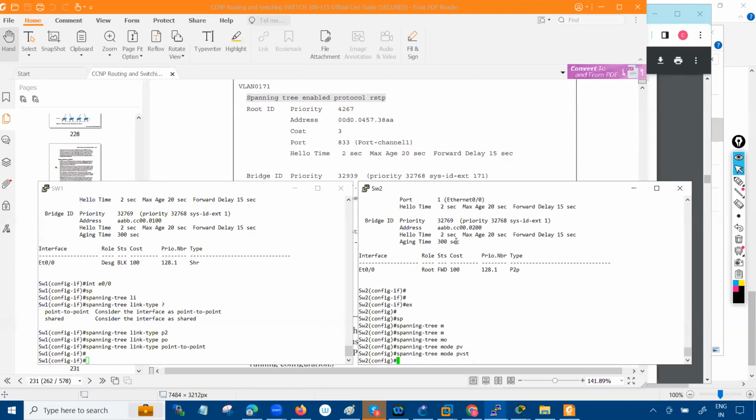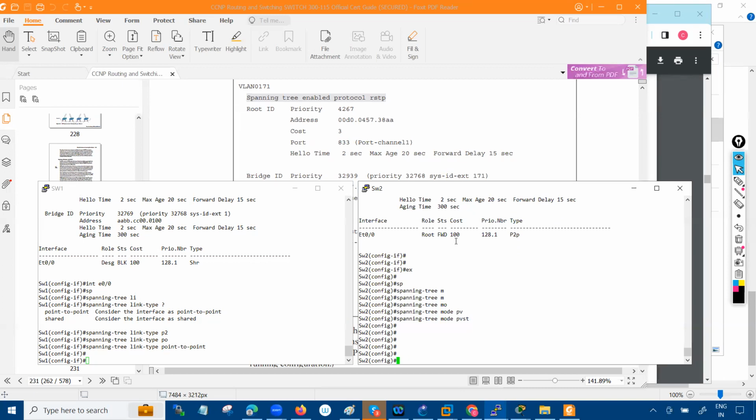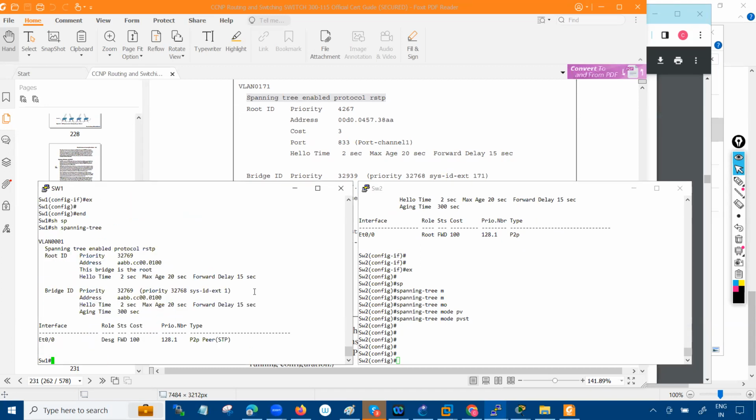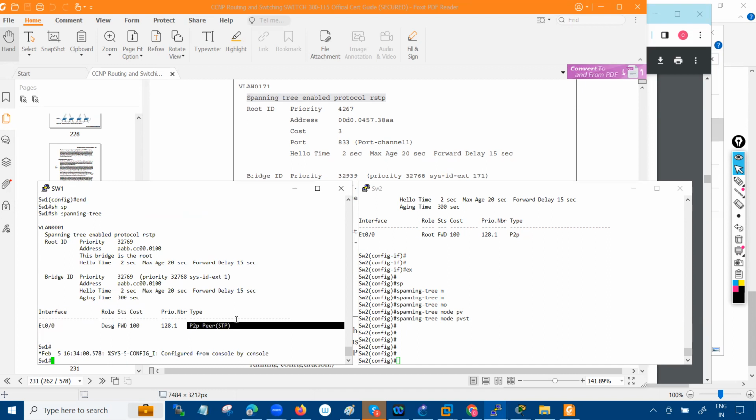So one side is running the RSTP protocol, another side is running the PVST protocol, right? So they are compatible. There is no issue with the communication. The output is saying that we are with STP. STP means what? PVST. So switch one is running with the.